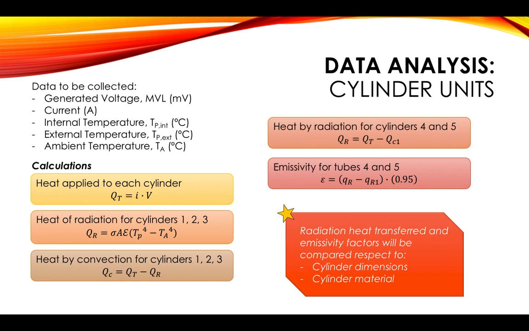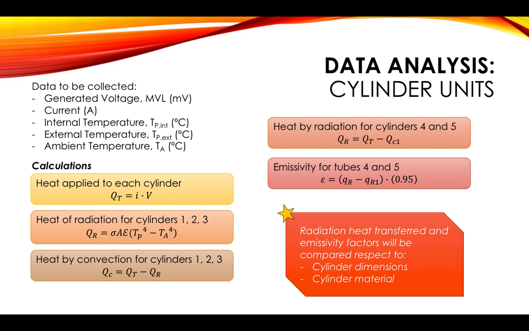For cylinder units, in addition to measurements of voltage and ambient temperature, we will also measure the internal and external temperature of each cylinder and the current applied. We first calculate the total heat applied for each cylinder using the measured current and voltage. For cylinders 1, 2, and 3 with known emissivity, the heat of radiation is calculated. Here, we must take into consideration the area, since the cylinders have different dimensions, thus different areas. For these cylinders, we will then calculate the heat by convection, subtracting the radiation heat from the total heat applied.